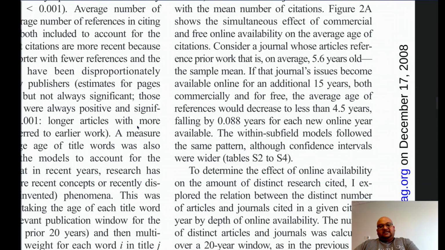The average citation depth was 5.6 years. That is, the average journal article cited research that was 5.6 years old on average. The author found that if that journal's issues became available online for an additional 15 years, either commercially or for free, the average age of references would decrease to about 4.5 years. So, as more journal issues became online, scholars started citing more recent work.